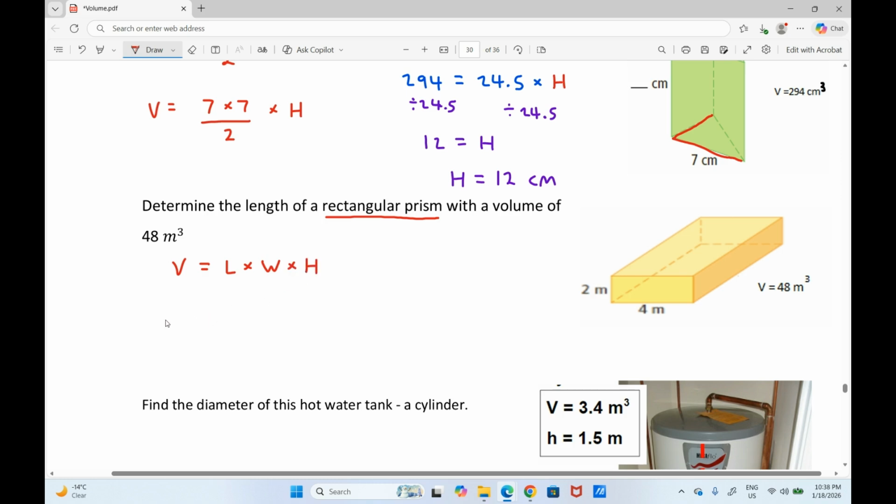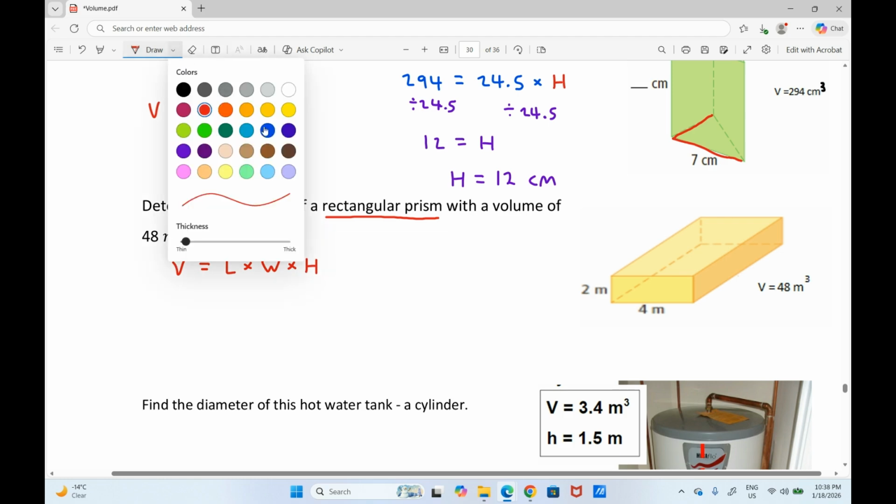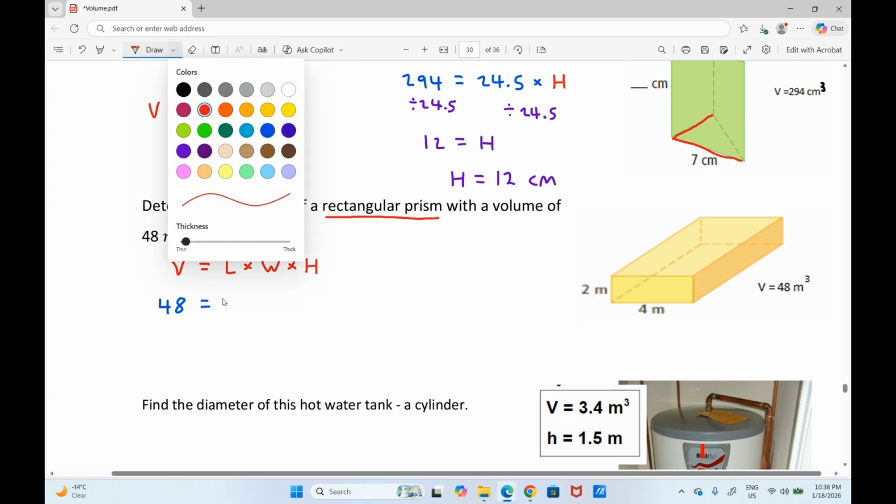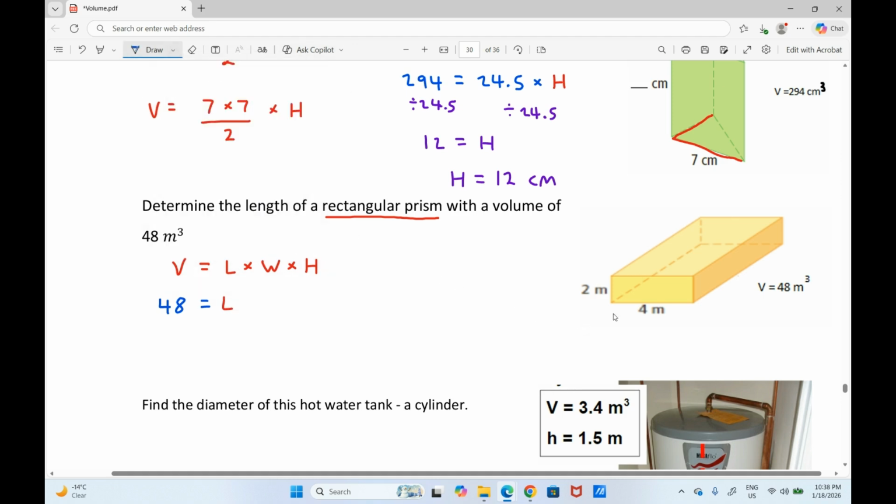So in this case, I know what my volume is. My volume is going to be 48. I don't know what my length is. That's what I'm looking for. But I know what my width is. My width is going to be 4. And my height is going to be equal to 2.